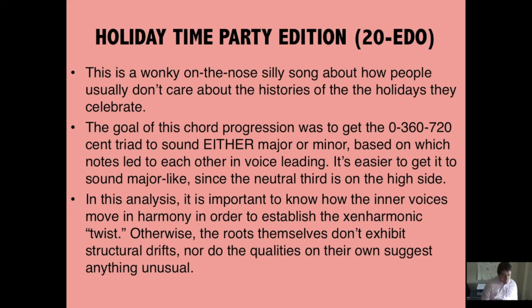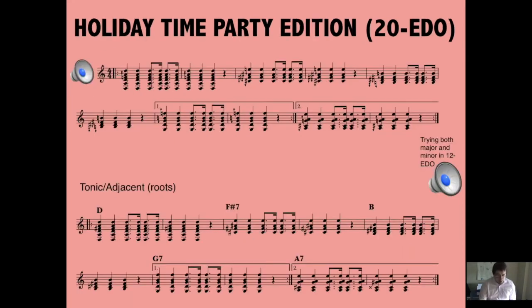So in this analysis, the inner voices have interesting motions between each other, and that's important to establish the Xenharmonic twist, because otherwise the roots themselves don't exhibit structural drift. So here's a good example of analyzing something Xenharmonically where the structural drift doesn't suggest that it's Xenharmonic. Because if you look at this chord progression, here's the guitar part.